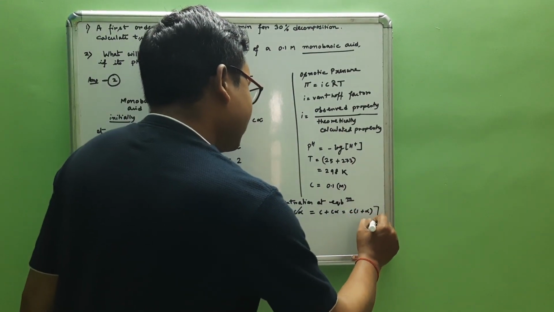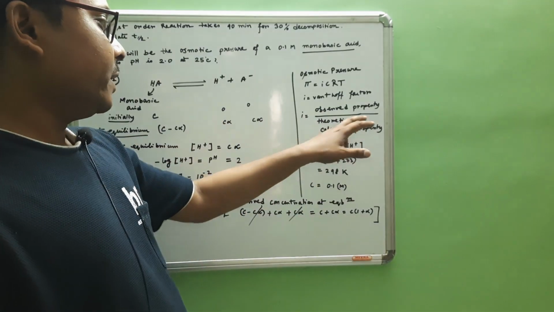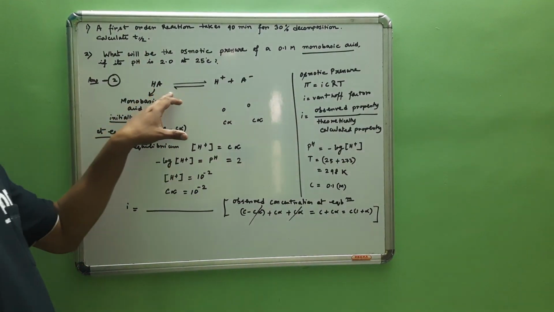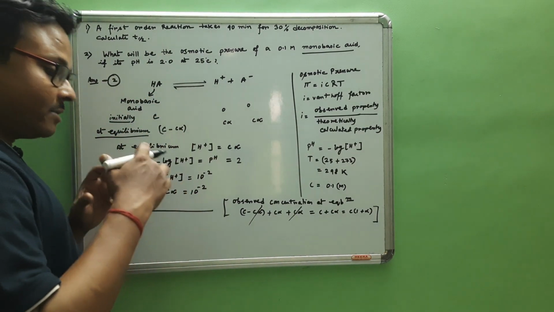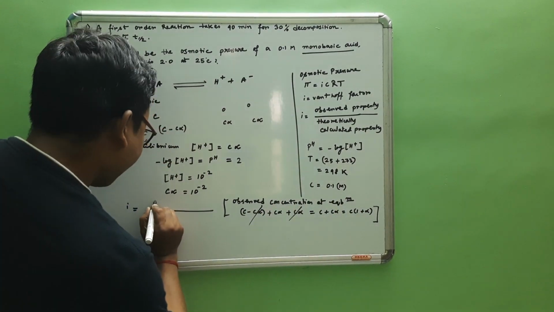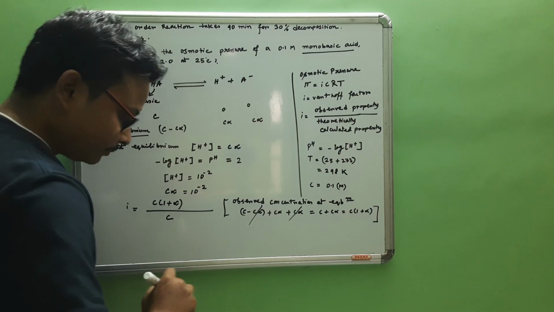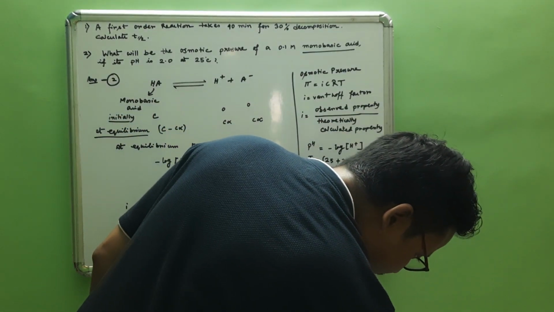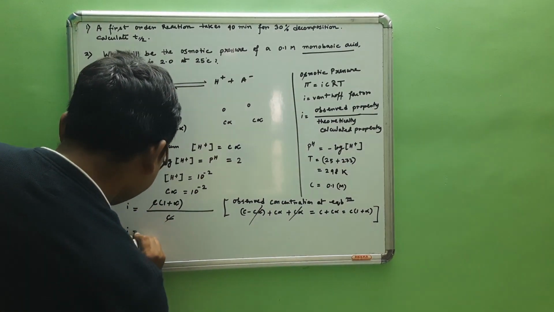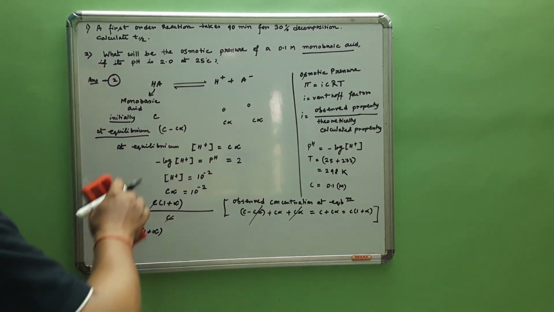And what will be the concentration if no dissociation has occurred? Then it is the theoretically calculated property. If no dissociation has occurred, the concentration will be the whole concentration of the monobasic acid. So the theoretically calculated concentration will be C, and the observed concentration at equilibrium will be C into 1 plus alpha. So what happened here? It gives 1 plus alpha. So i is 1 plus alpha, my dear students.